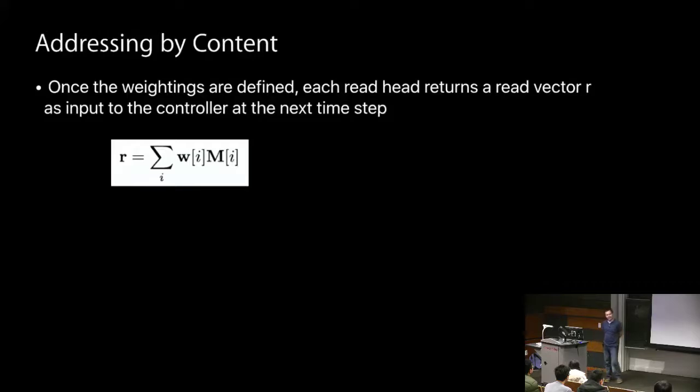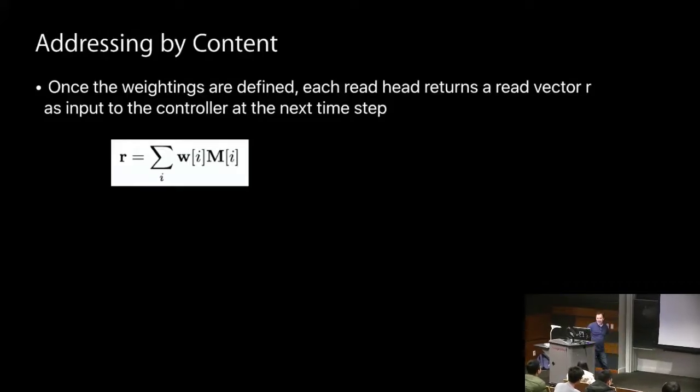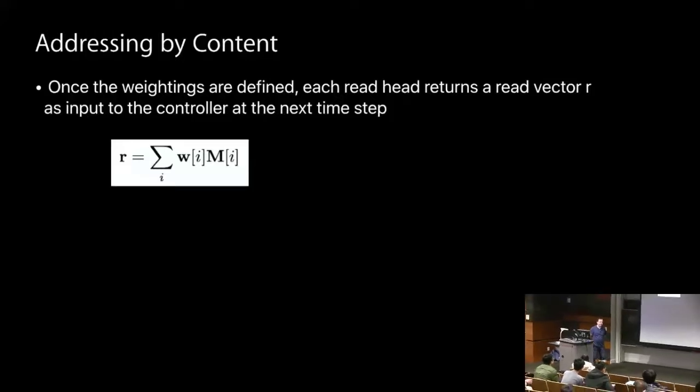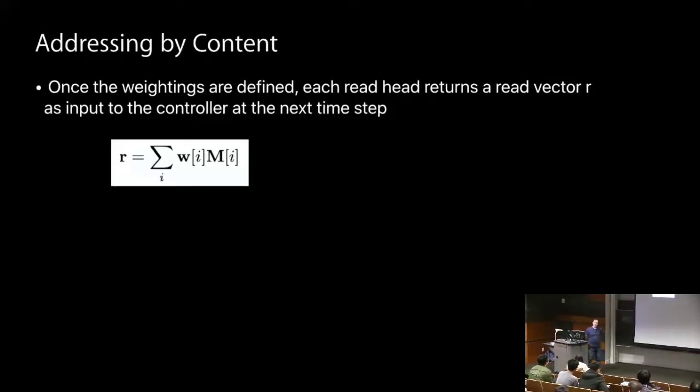Yeah. And Russ, this beta is produced by the controller, or it's a fixed parameter? It's a fixed parameter. I think in the paper, does it change during training? Yeah, so initially you can make it sort of large, and then you force it to be small. It's a hyperparameter that you have to play with, right?